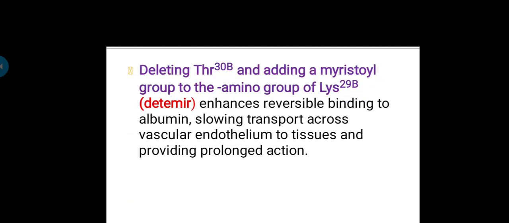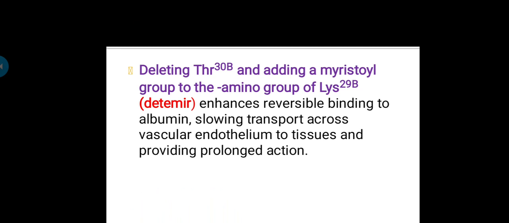Next is detemir: deleting threonine at the 30th position of the B chain and adding a myristoyl group to the amino acid at the 29th position of the B chain, which is lysine. That will derive detemir.